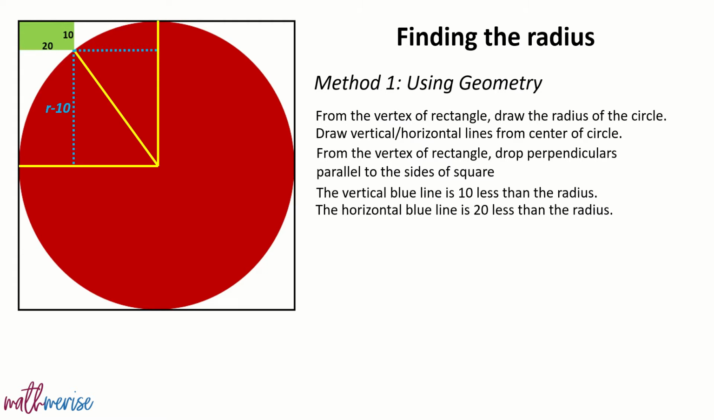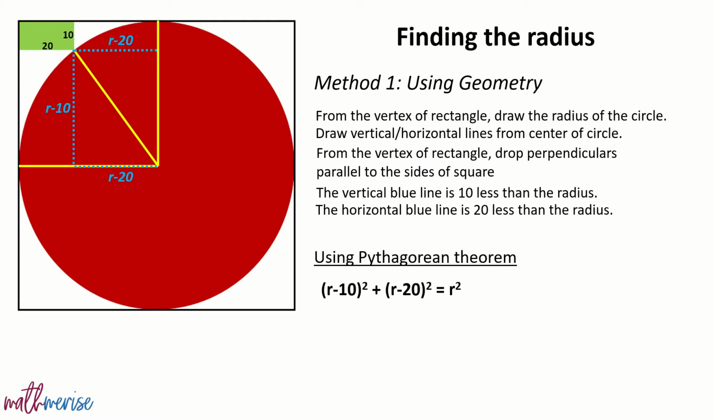Similarly, the horizontal blue line is 20 less than the radius. As we see, the blue dotted lines and the vertical and horizontal radii are perpendiculars. Thus, this forms a rectangle. Therefore, opposite sides are equal here. The blue dotted line, that is r minus 10, and the blue dotted line, that is r minus 20, are the legs of the right triangle, where the hypotenuse is r.